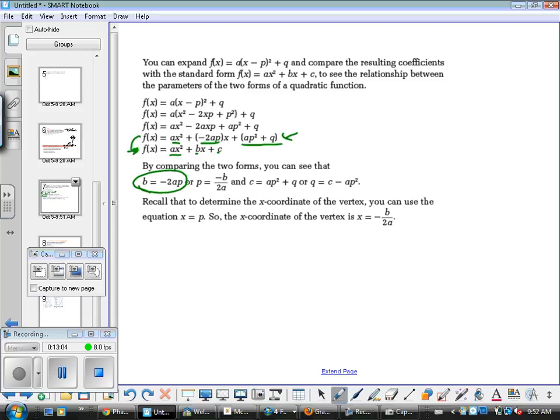So that just is where they get these two. B equals negative 2ap, or you can solve that for p. And then the next part, c equals ap squared plus q, or q equals c minus ap squared. And so you can see that actually a does influence both p and q, and b influences them both too, because b influences p, and then p is part of the calculation of q here. So those are two things that you can memorize, but you don't really have to, because we're going to learn a better method than that in the next section.